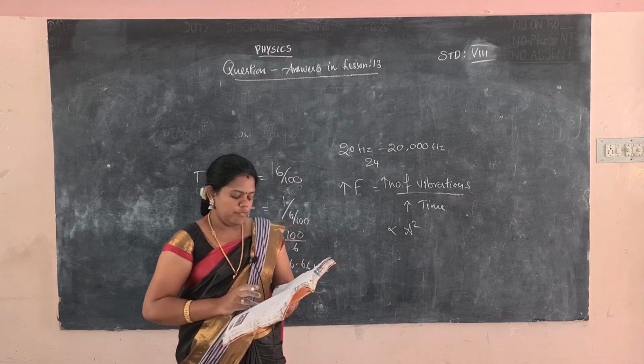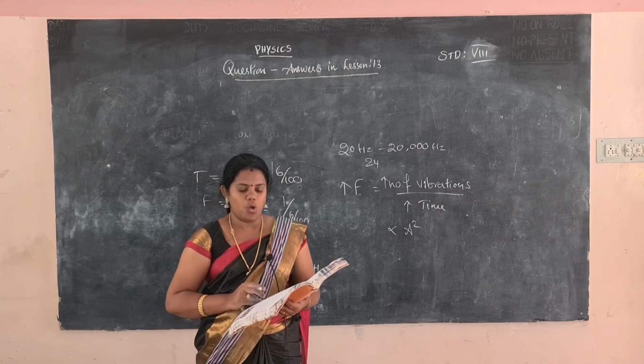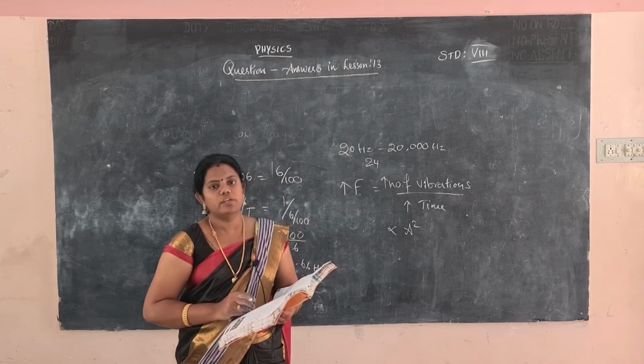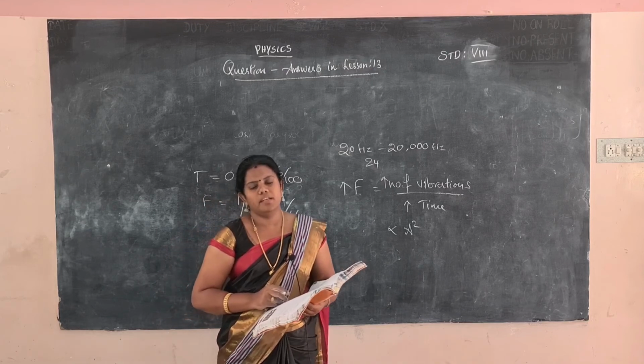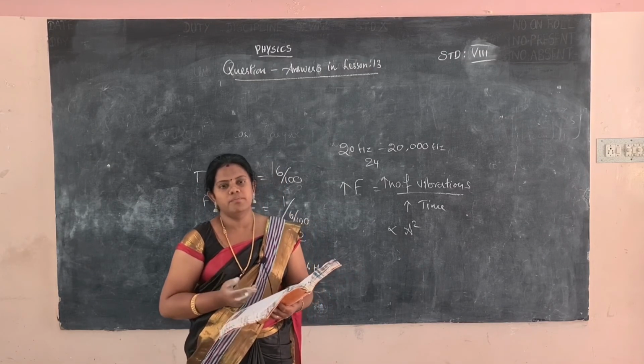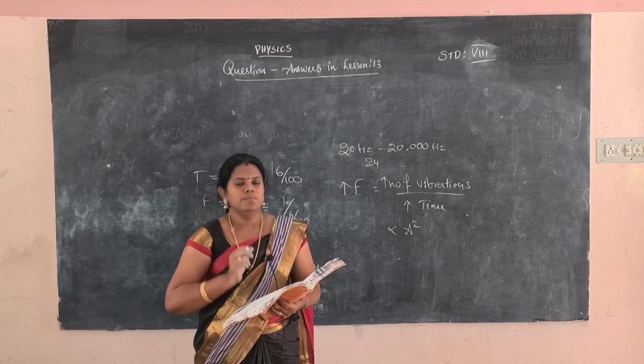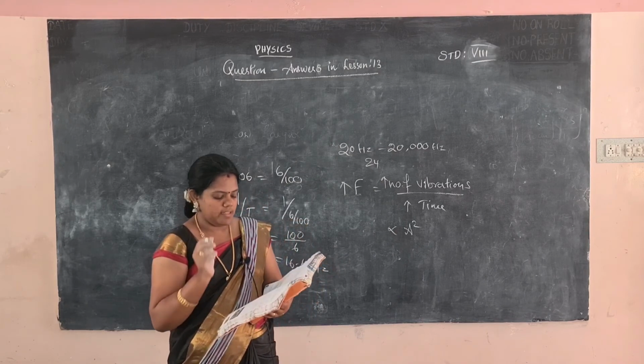Then fourth one, what is hearing impairment? How can people with the condition communicate? What is hearing impairment? Hearing impairment means cannot hear anything. That is an ear disease. காது கேட்காத தன்மைக்கு பேர் தான் hearing impairment.